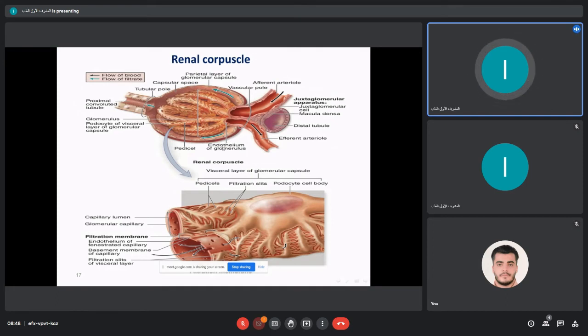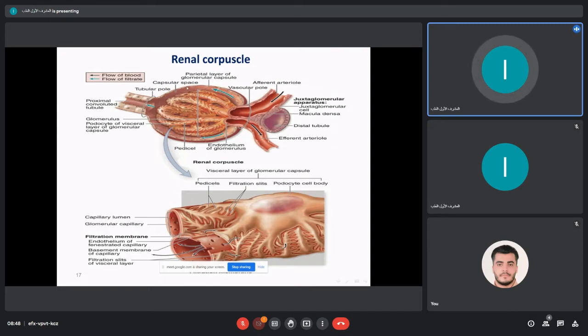The Bowman capsule has two layers, or a double wall, the parietal and the visceral, and between them is the space into which the filtrate passes from the intraluminal space into this urinary space. So the blood will be filtered from the capillaries here into the Bowman space, or the urinary space.